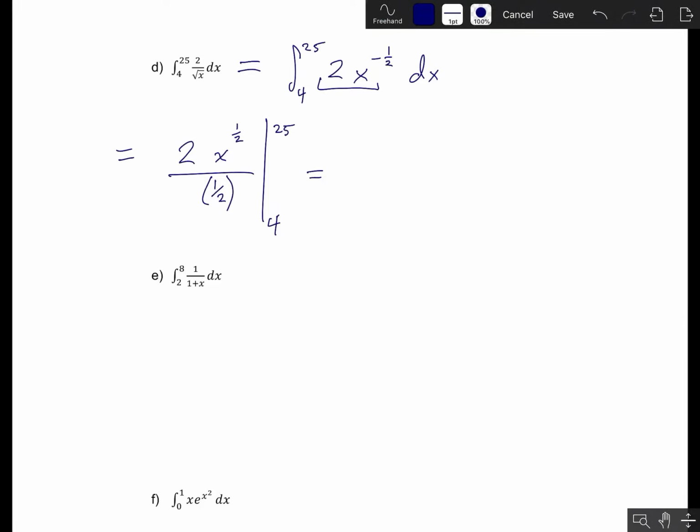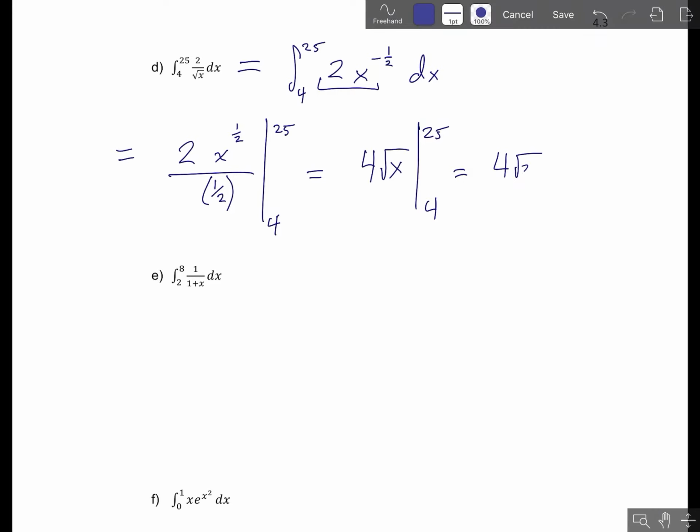And in this particular case, it might be nice to clean things up a little bit. Remember that when we divide by a fraction, that's the same thing as multiplying by its reciprocal. So dividing by 1/2 is the same thing as multiplying by 2. So this would be 4 times x to the 1/2, and x to the 1/2 is the square root of x. So this is 4 root x evaluated from 4 to 25.